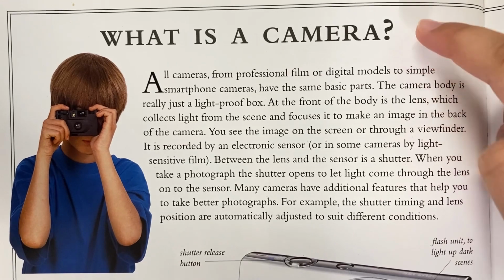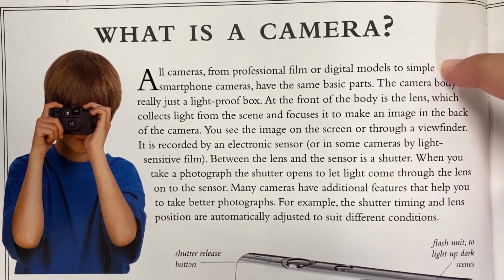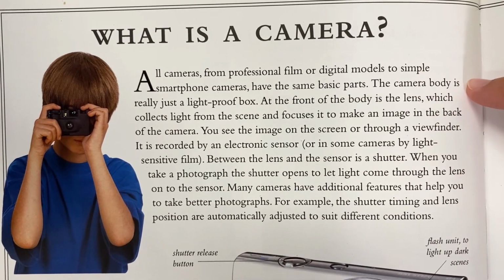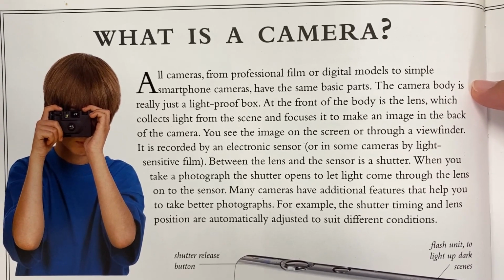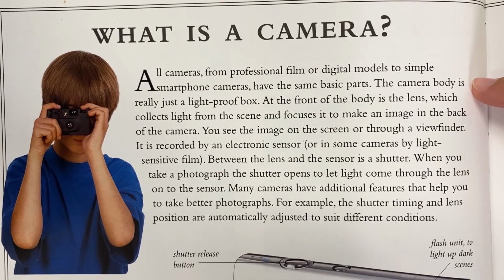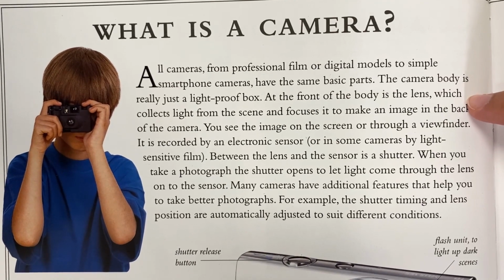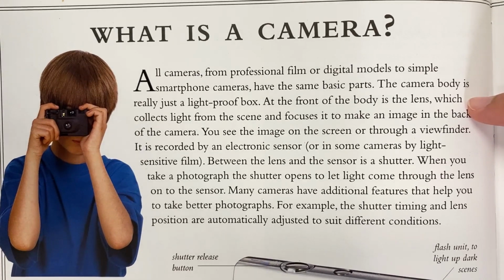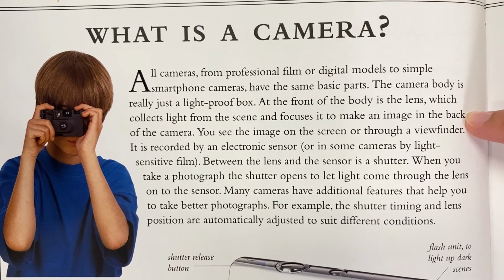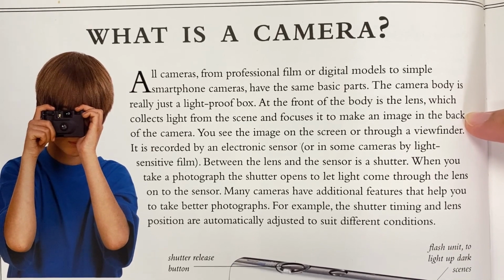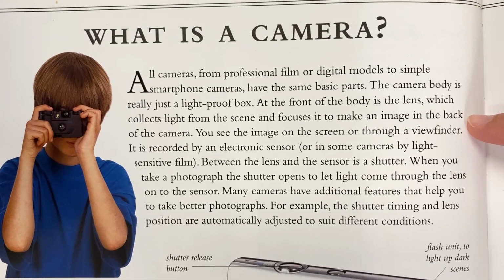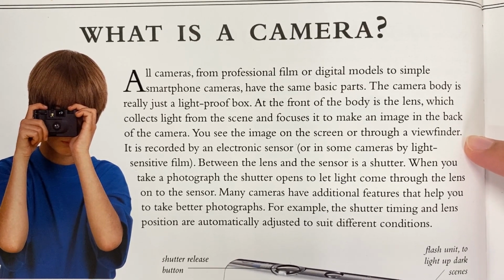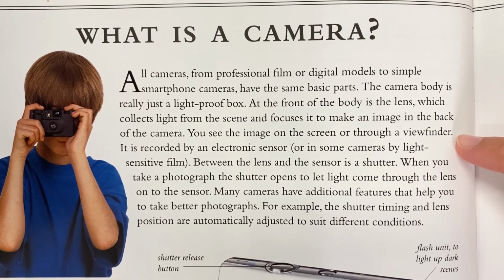What is a camera? All cameras, from professional film or digital models to simple smartphone cameras, have the same basic parts. The camera body is really just a light-proof box. At the front of the body is the lens, which collects light from the scene and focuses it to make an image in the back of the camera. You see the image on the screen or through a viewfinder.